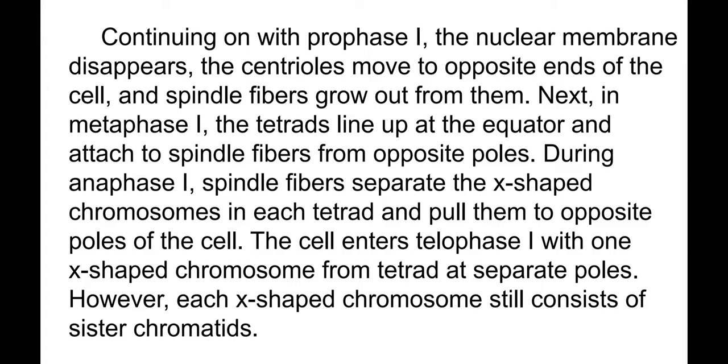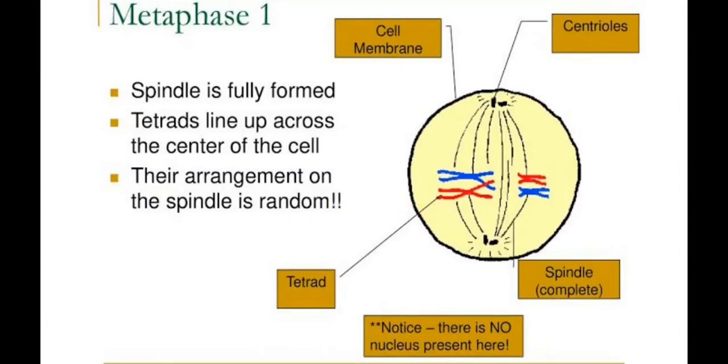Okay, then continuing on, in prophase 1 the nuclear membrane disappears. The centrioles, now we have two centrioles, move to opposite ends of the cell and spindle fibers grow out of them. Next, in metaphase 1, the tetrads line up at the equator and attach to spindle fibers from opposite poles. Okay, so let's look.